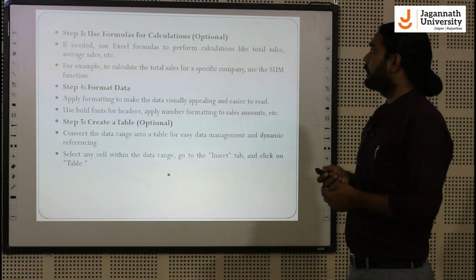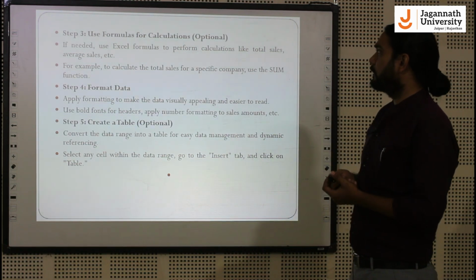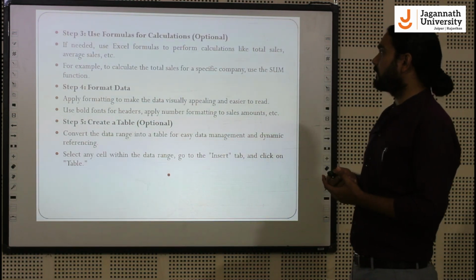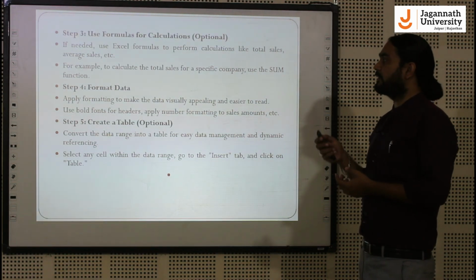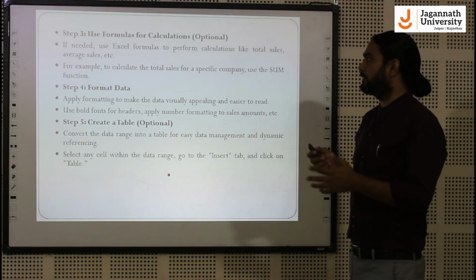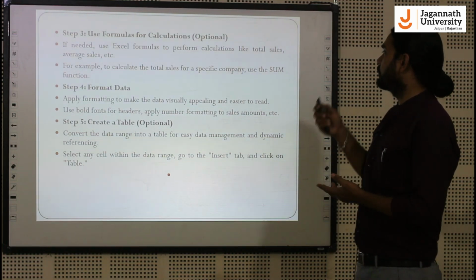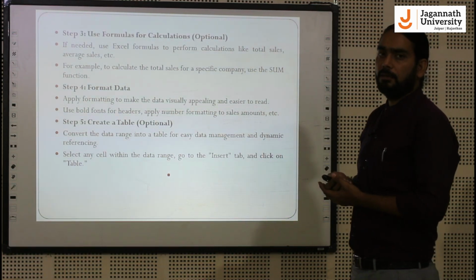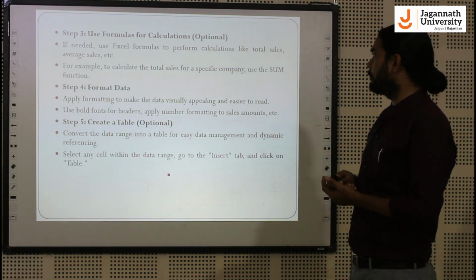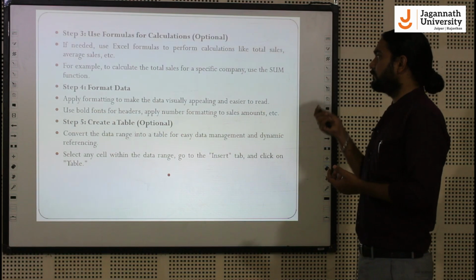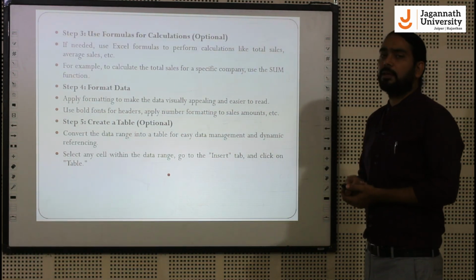Step number 3, use formulas for calculation. Now this is an optional part. If needed, we can use Excel formulas to perform calculations like total sales, average sale, etc. For example, to calculate the total sale for a specific company, use the sum function. We already discussed these functions in the previous videos. So using the sum function, we will calculate the total sale of the specific company.